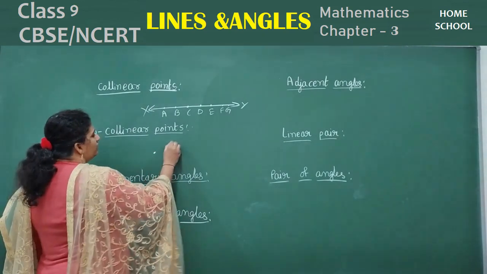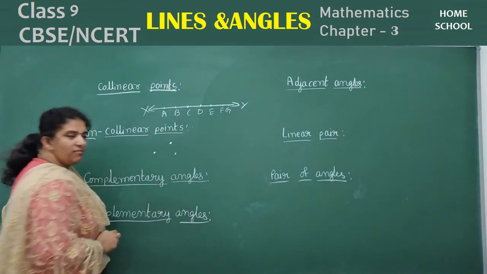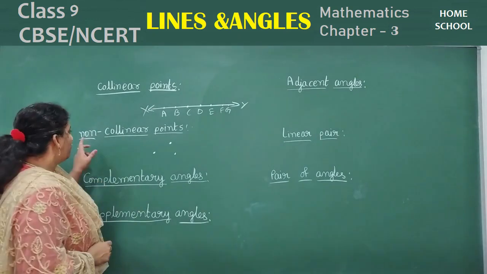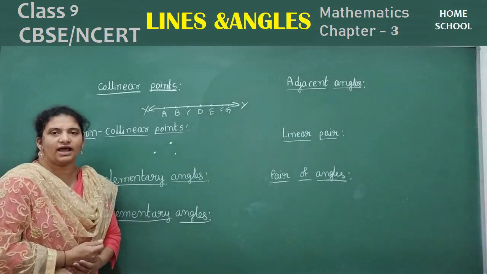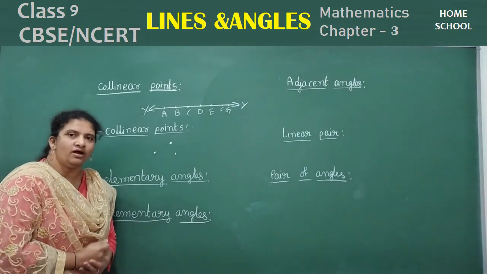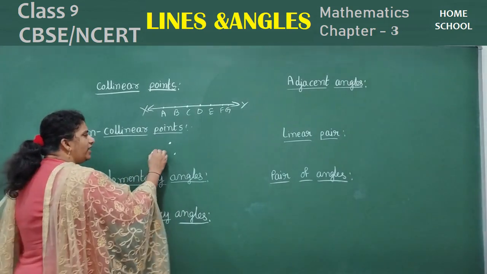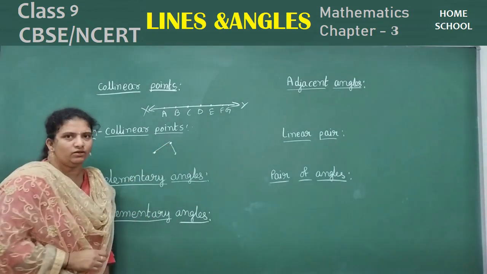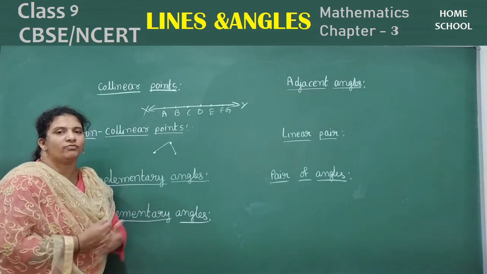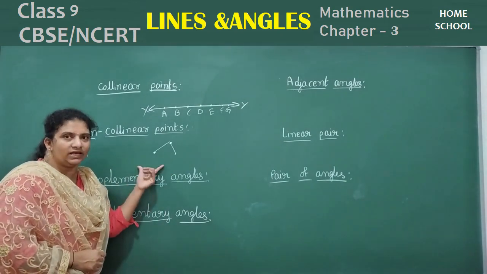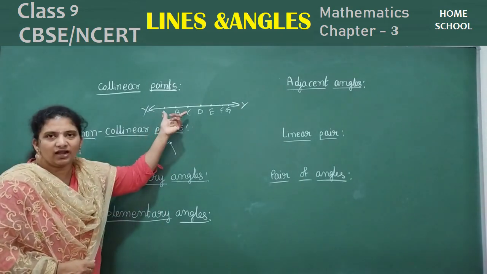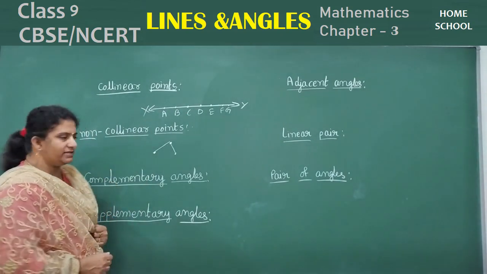So look here. Are they lying on the same line? No. So therefore these type of points are called non-collinear points. If you try to join, will it form a line? No. So these type of points are called non-collinear points, and these are called collinear points.